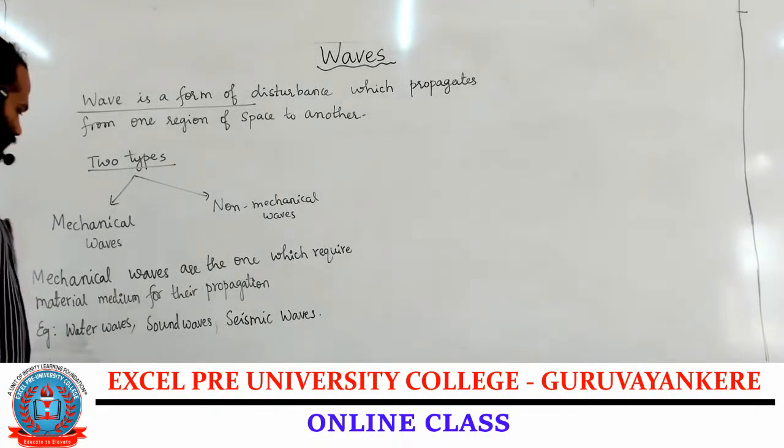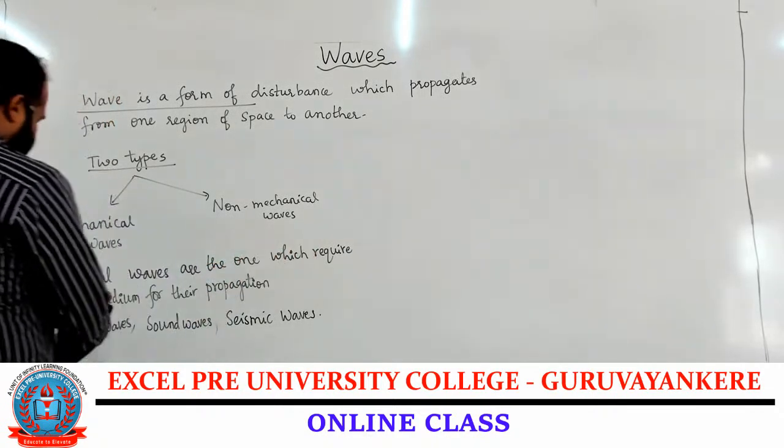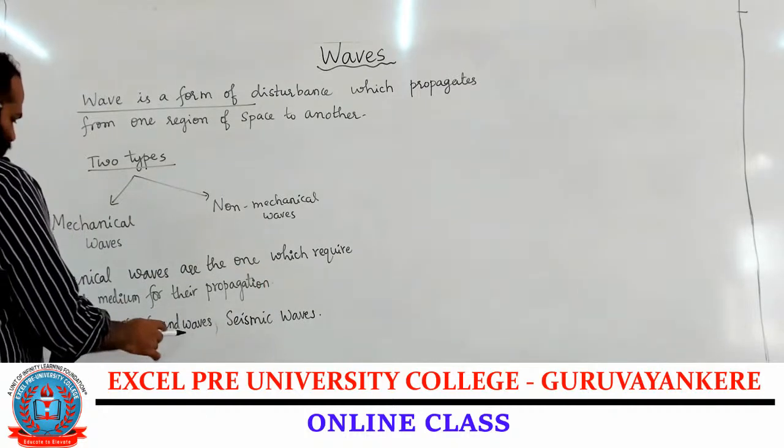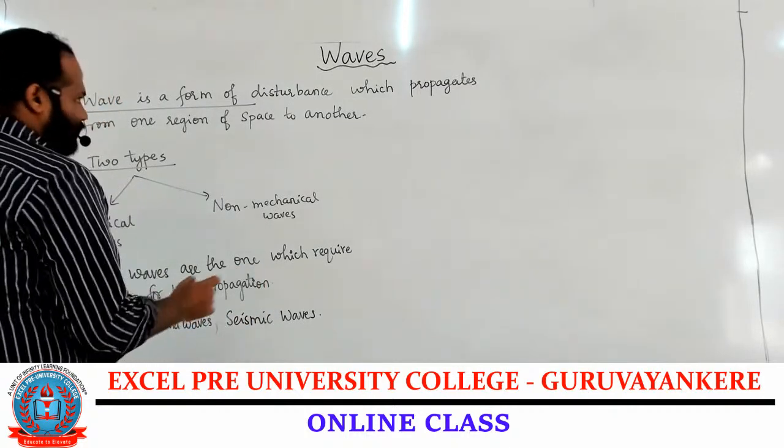Clear? So mechanical waves are the ones which require material medium for their propagation. Examples: water waves, sound waves and seismic waves.